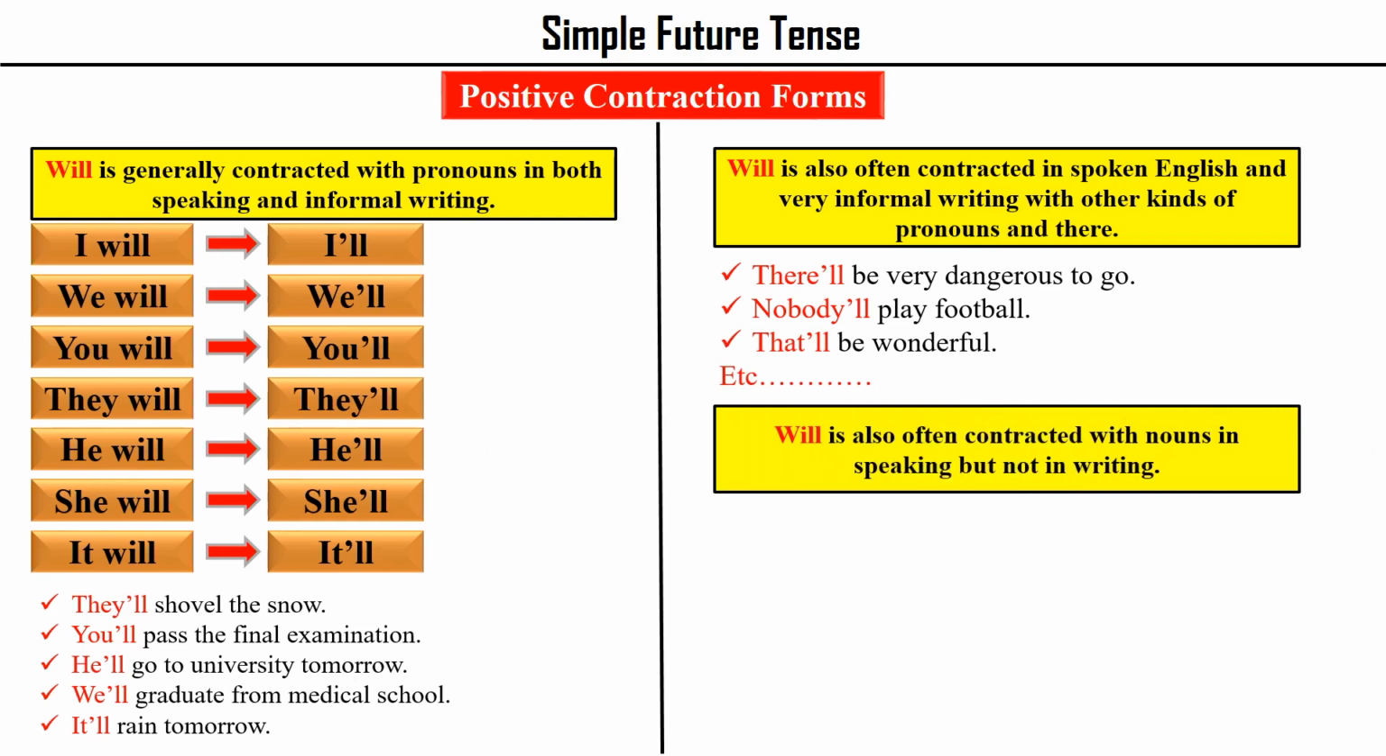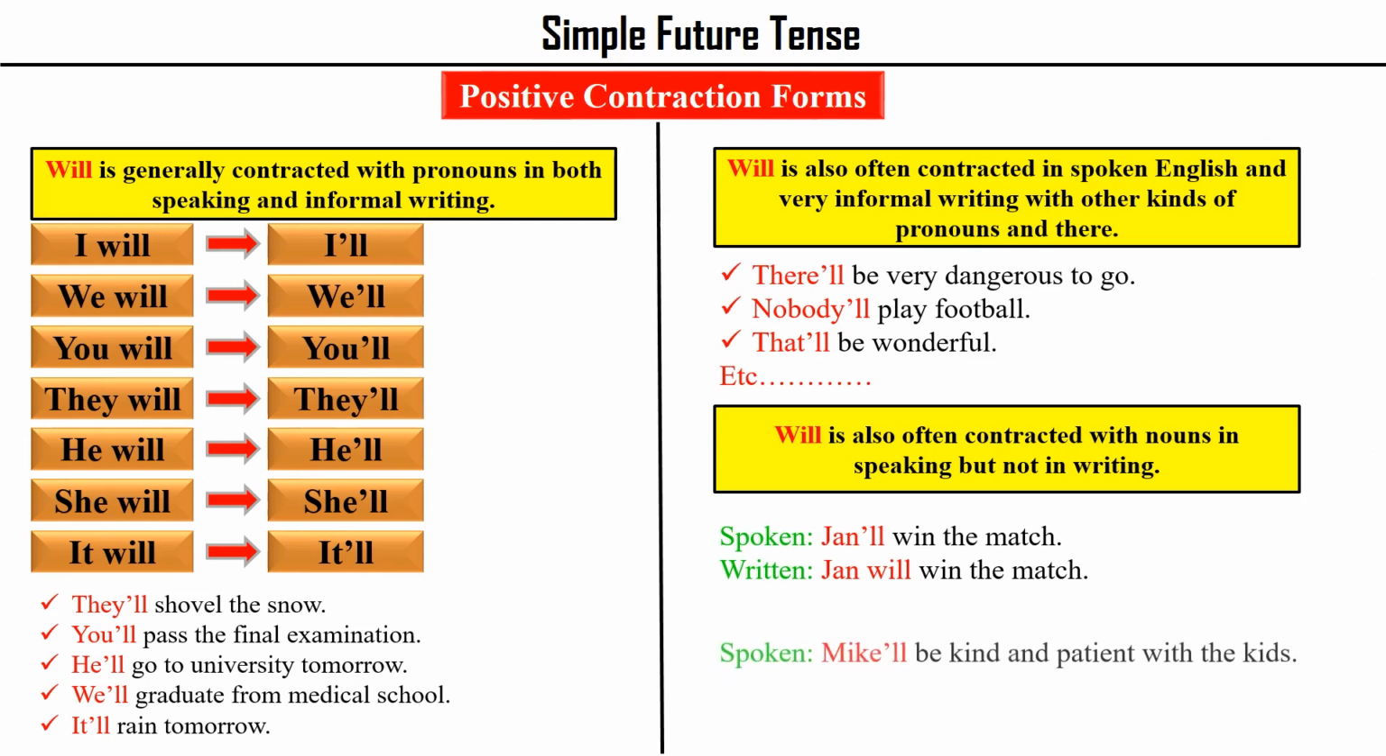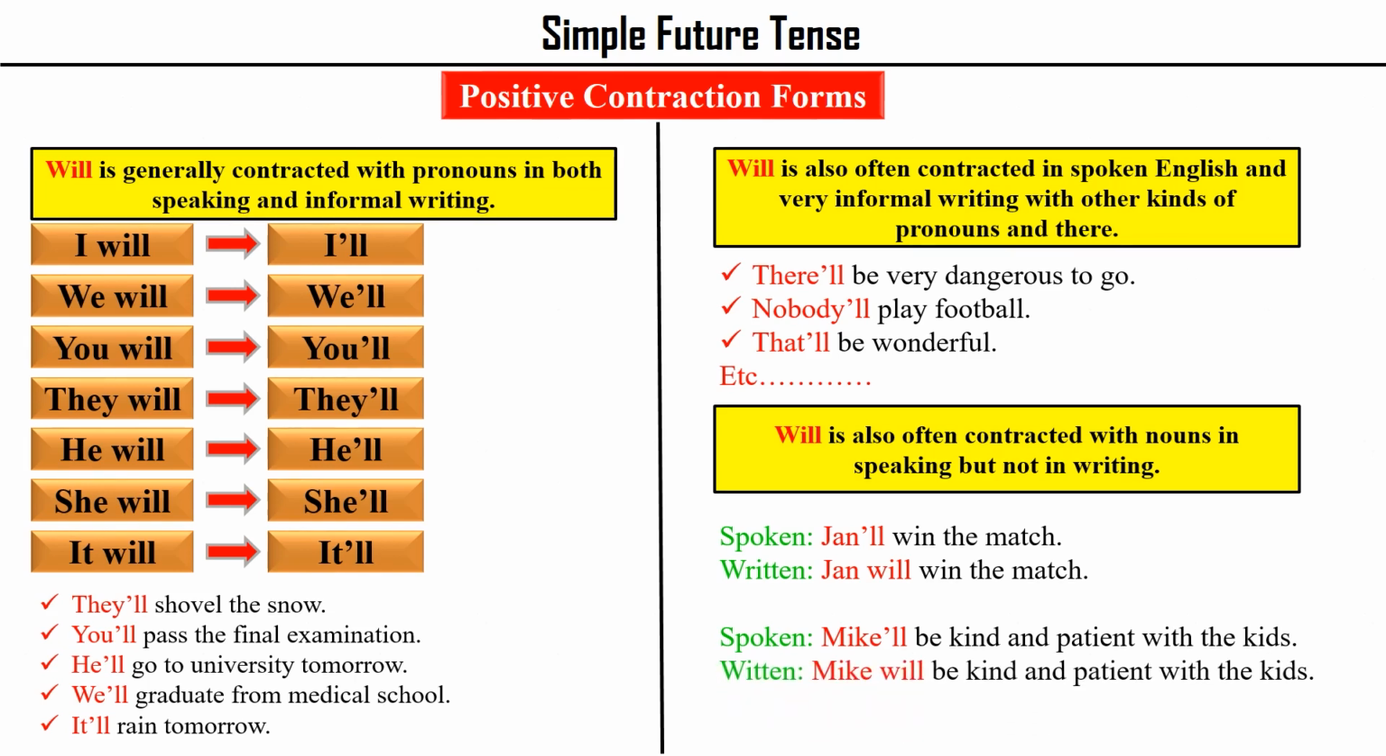Will is also often contracted with nouns in speaking but not in writing. We cannot contract will with nouns in writing, but we can use it in conversation or in speaking. For example, spoken, John'll win the match. Written, John will win the match. Spoken, Mike'll be kind and passionate with the kids. Written, Mike will be kind and passionate with the kids, etc.